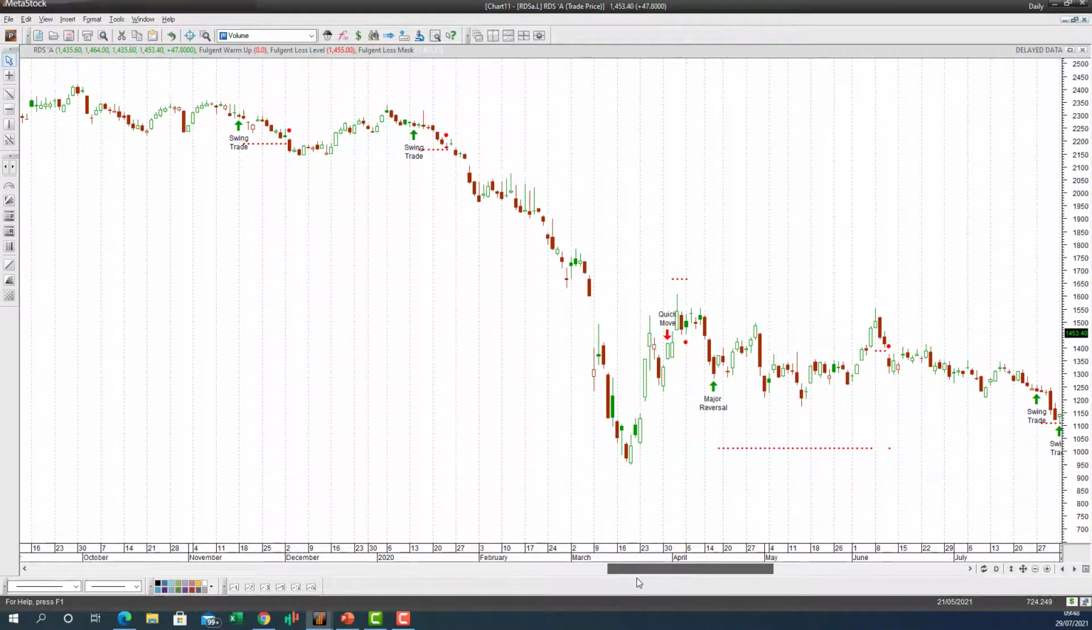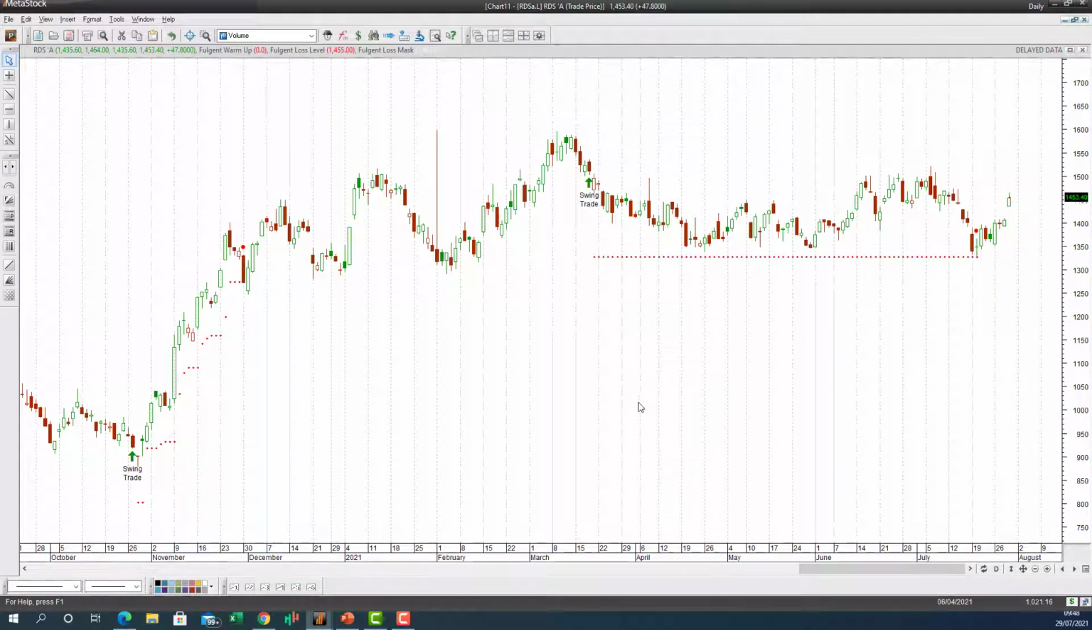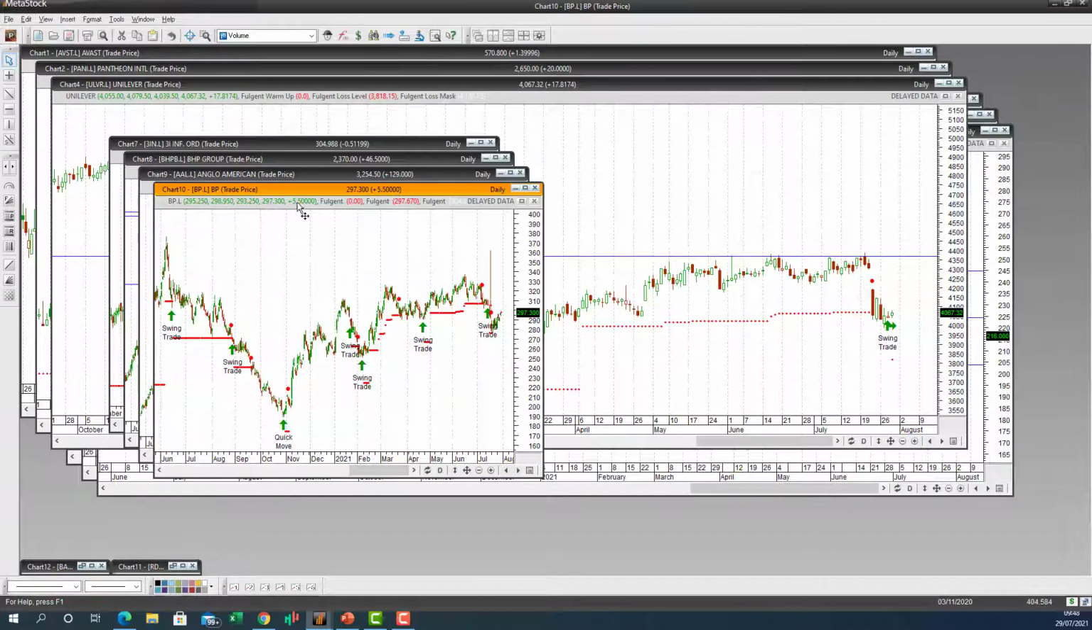Some fantastic trades, also got you out before the big drop. Fantastic how the AI really can help you manage risk while trading the FTSE 350 stocks. Next one is BP.